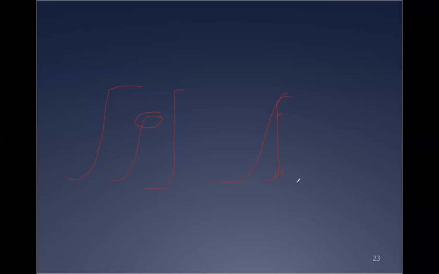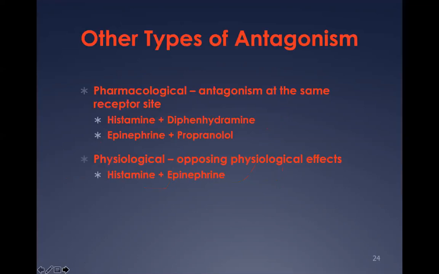Okay. All right, so let me talk about a couple other things before we let you go for lunch. When we talk about these antagonists, I want you to be able to know these. This tends to show up on the exam too, so be aware of it. Pharmacological antagonism means that the drug and the antagonist are going to be acting at the same receptor site.